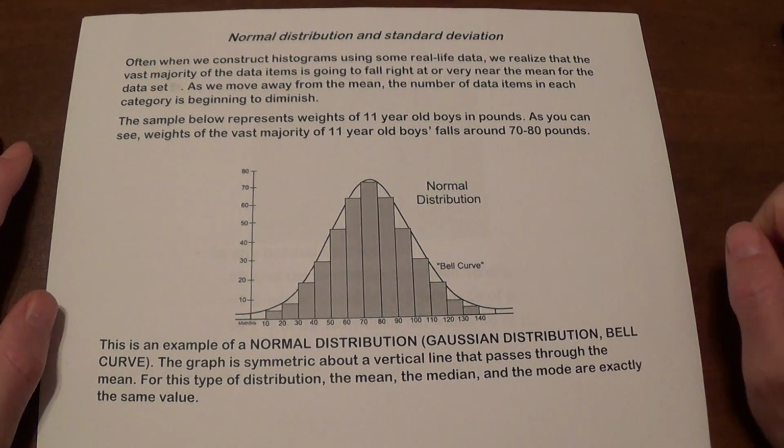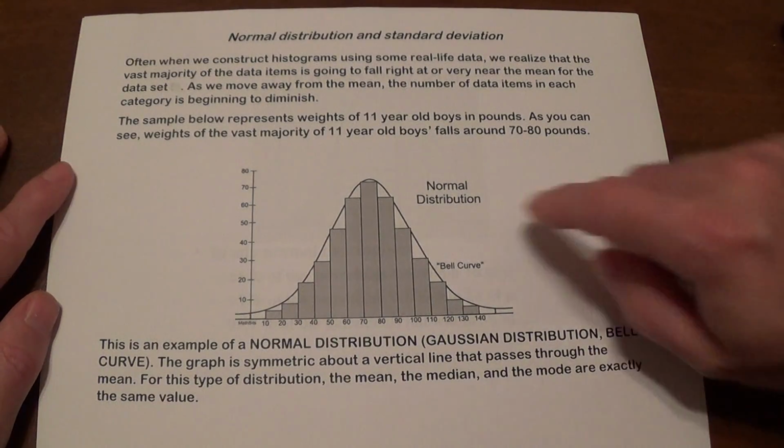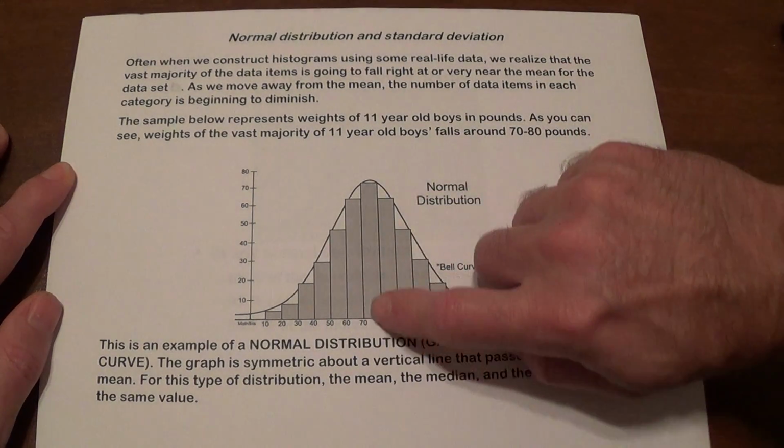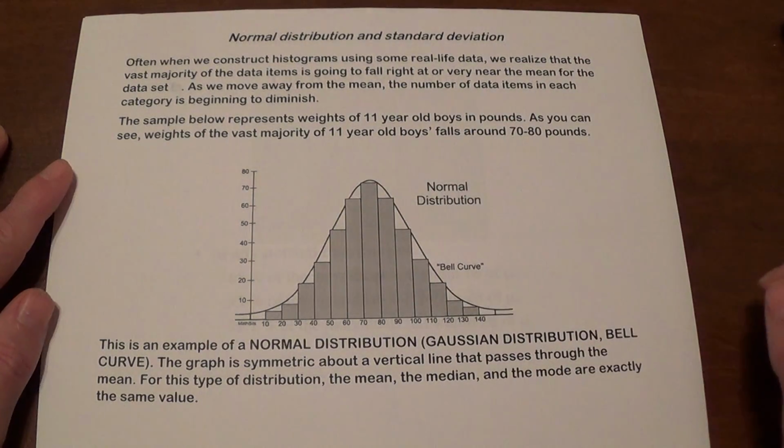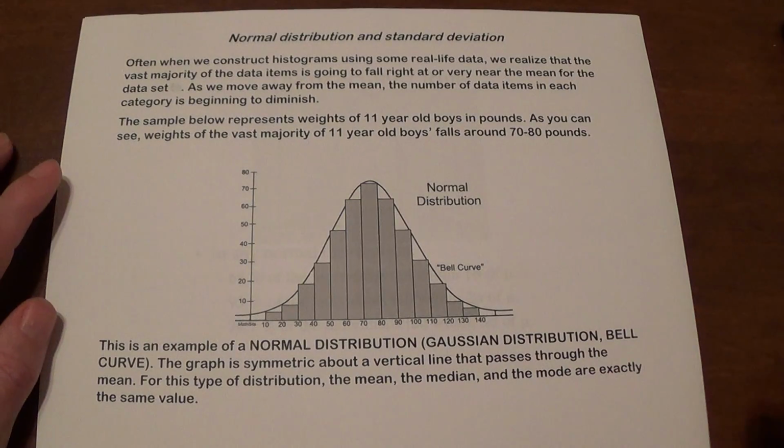So this is an example of what we call normal distribution. It is also known as Gaussian distribution or bell curve. This graph is symmetric about this line that passes right here, which is where the mean is going to be. In this case, the mean, the median, and the mode coincide.